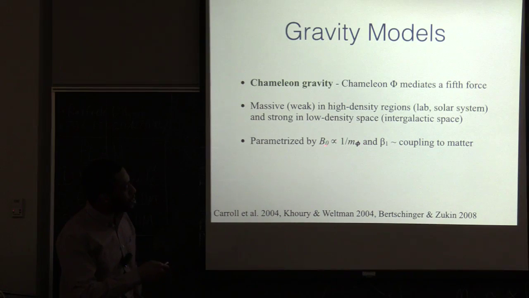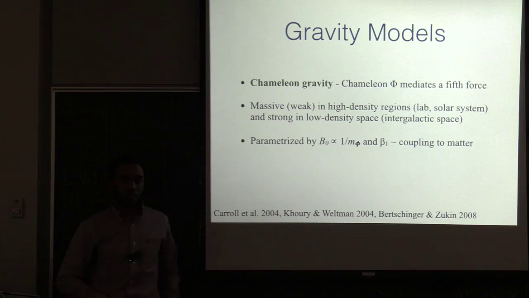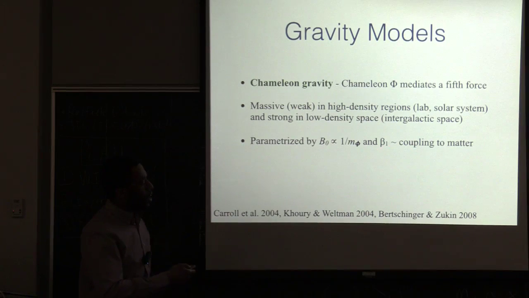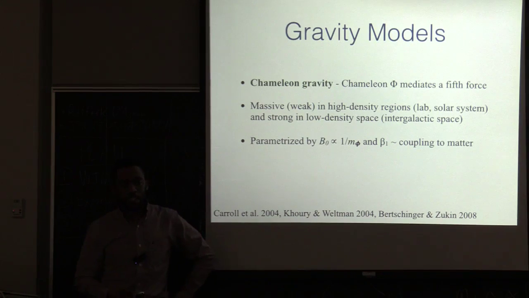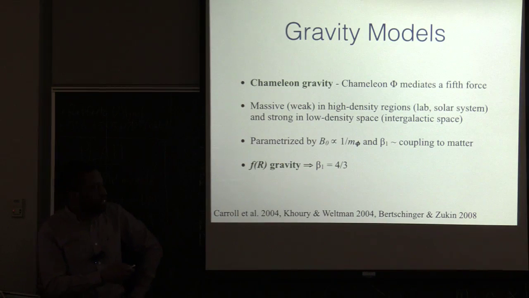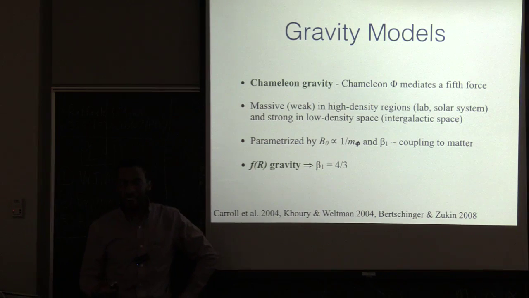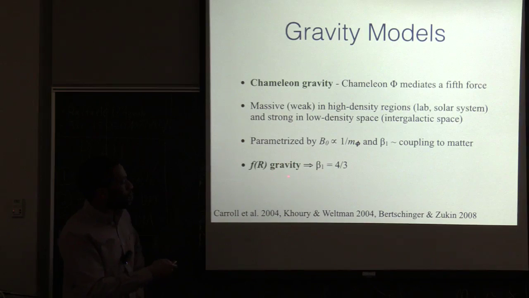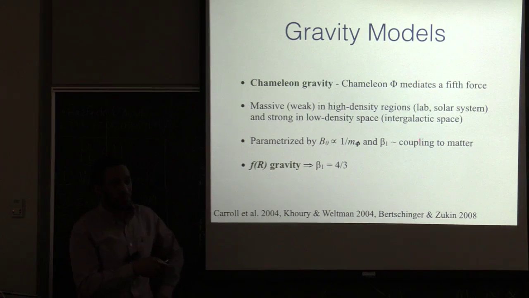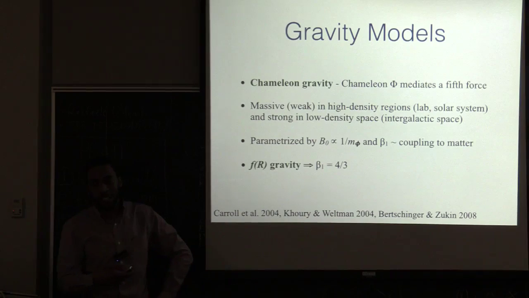For chameleon gravity, we parameterize it mainly by these two parameters. One, B0, is dependent on the mass of the chameleon, such that when the chameleon mass is infinite, it's just like GR because you don't have a fifth force. Whereas beta one describes a coupling to matter. F of R gravity, which is one of these very old modified gravity models, for the purposes of this talk, you can just think of as chameleon gravity when beta one is equal to 4/3.